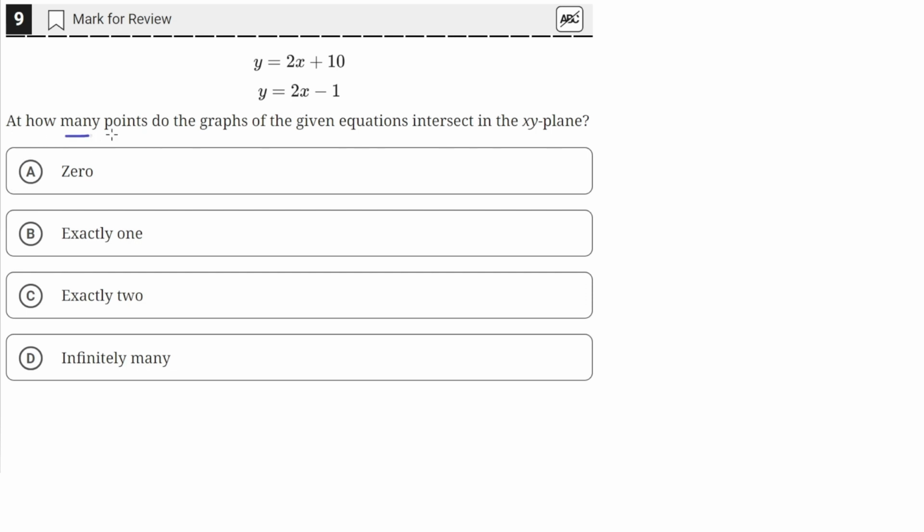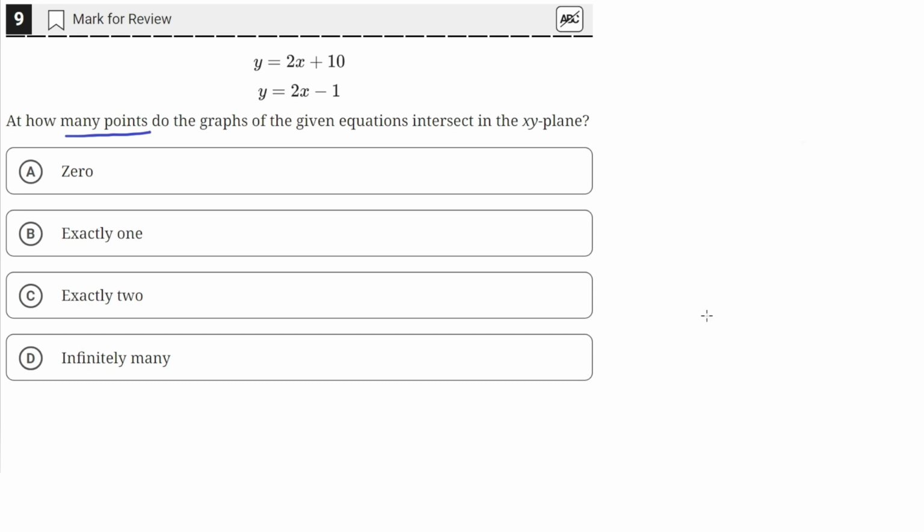At how many points do the graphs of the given equations intersect in the xy plane? Okay, so we're given these two equations of these two lines, and we can graph them to see how many points they would intersect at.